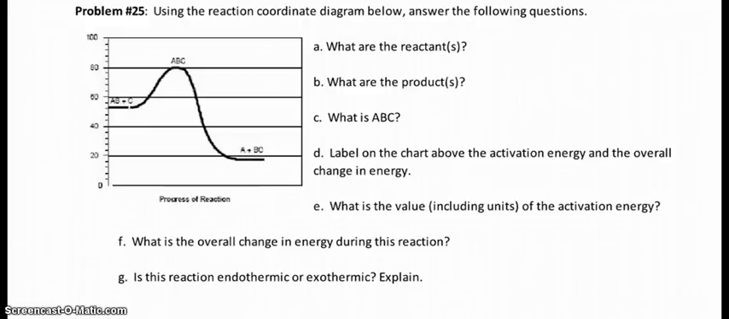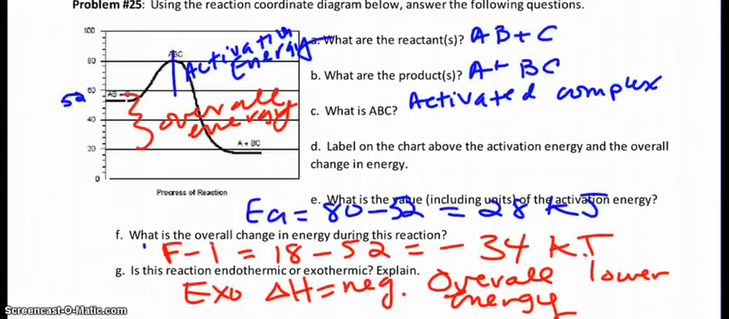Well, not quite. The graph looks a little different. So why don't you pause this, figure it out yourself, and then check your answers. All right, so how did you do? The reactants are AB plus C, products are A plus B, C.